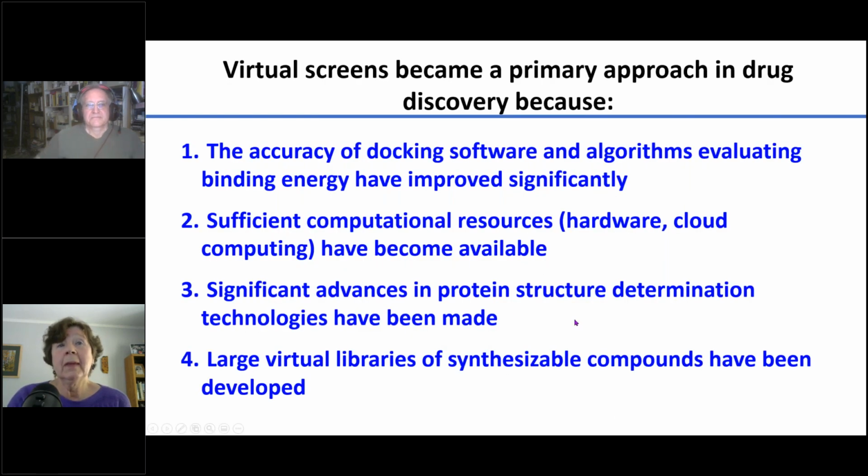Virtual screens became a primary approach in drug discovery for several reasons. First of all, the accuracy of docking software and algorithms evaluating binding energy have improved significantly. Also, sufficient computational resources, and we need a lot, like hardware and cloud computing, have become available. Also, significant advances in protein structure determination technologies have been made, and we need structures. And what's hard to overemphasize is that large virtual libraries of synthesizable compounds became available.